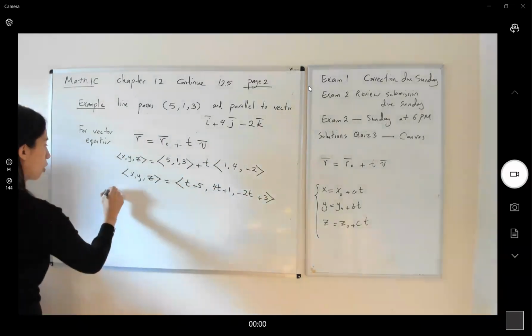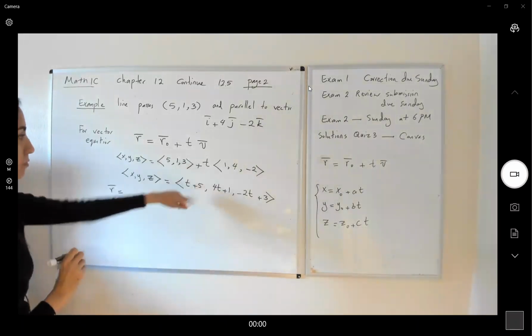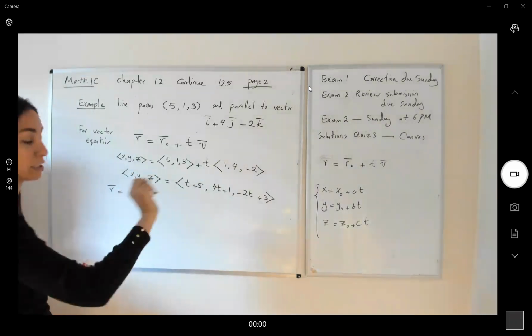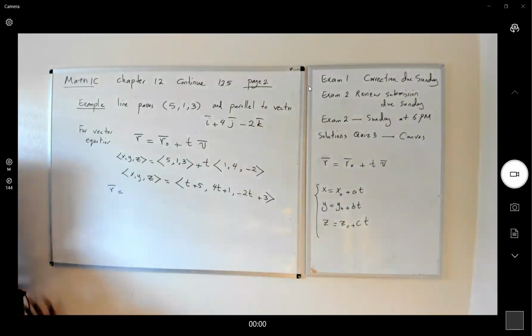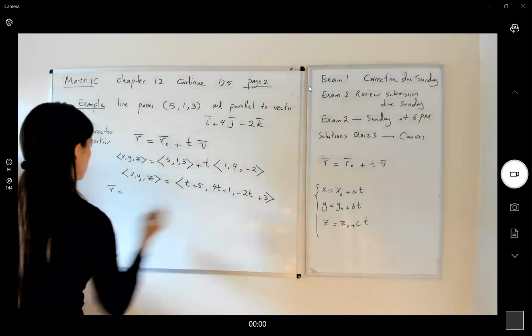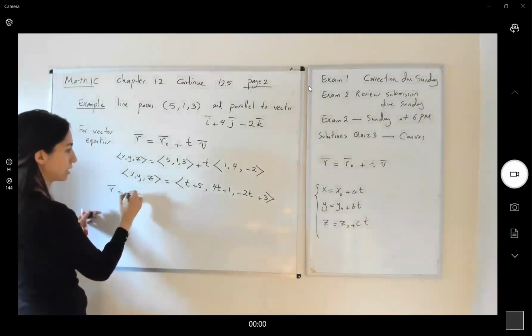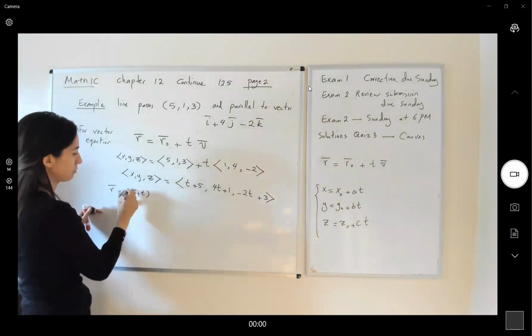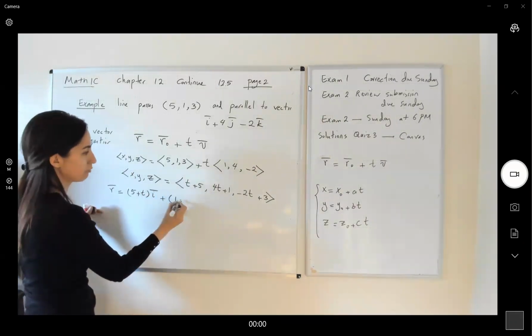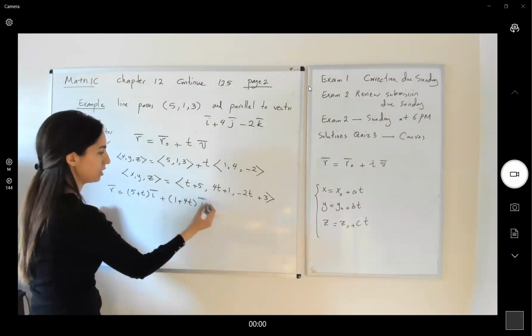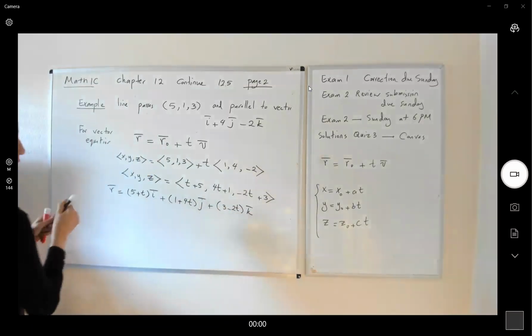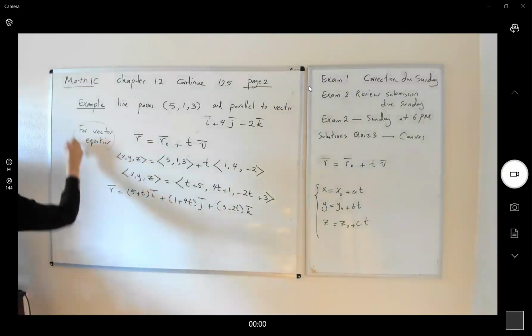So you can describe your R as 5 plus T in the direction of i, 4T plus 1 in the direction of j, and negative 2T plus 3 in the direction of the z-axis, or k. You can leave it as it is, or you can describe it this way: 5 plus T, i, plus 1 plus 4T, j, plus 3 minus 2T, k. So this is your vector equation.